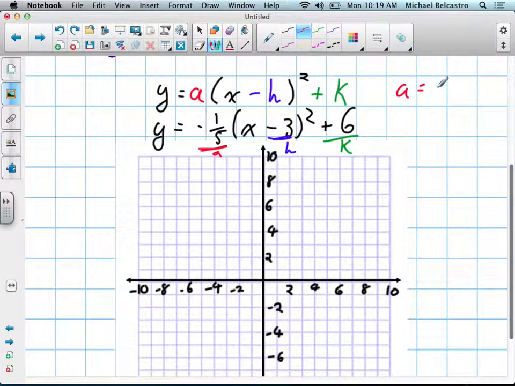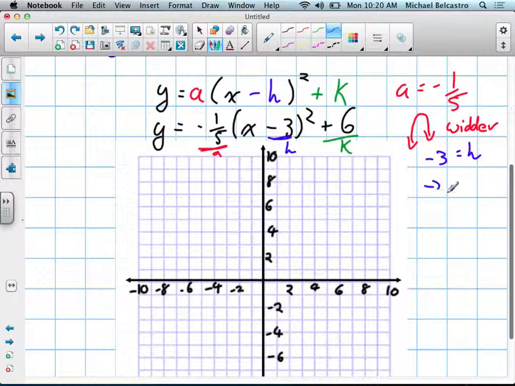So let's talk about these individually. If A, first of all, is negative 1/5, we know the parabola is going to flip, so it's going to be opening downwards. And is it wider or thinner? Wider. Way to get it on the second try. We know it's going to be wider because the number is between 0 and 1. We know h is negative 3, so which direction is it going to go? It's going to go to the right, or in a positive direction. And finally, because k is positive 6, what's going to happen to our parabola? Up. The parabola is going to move upwards.